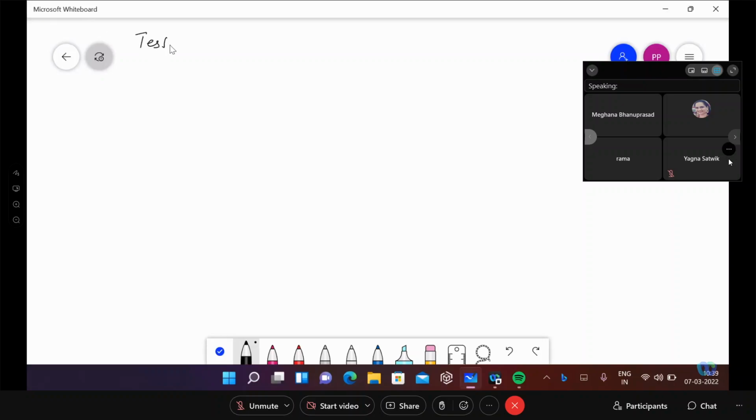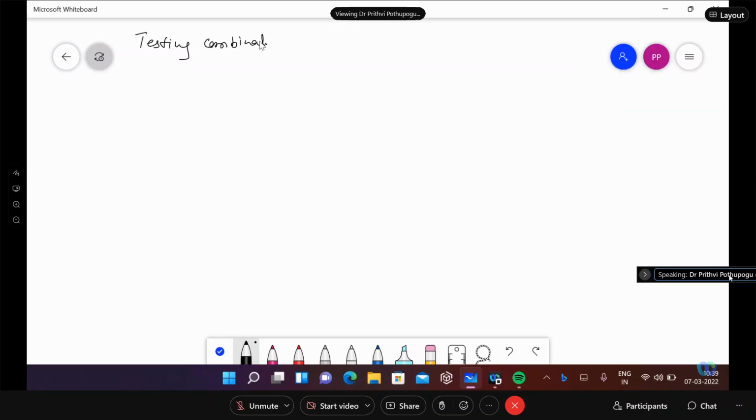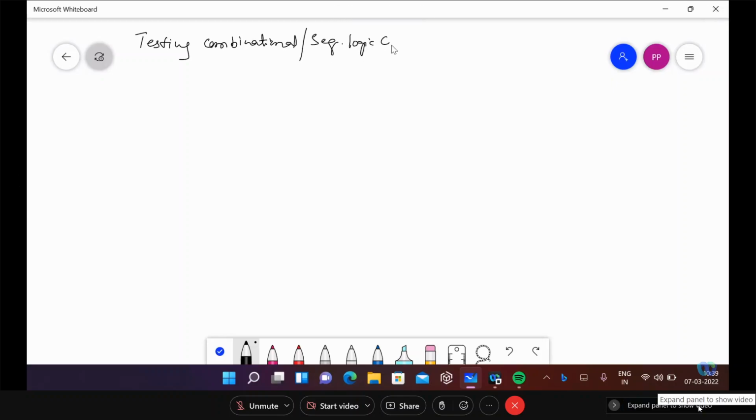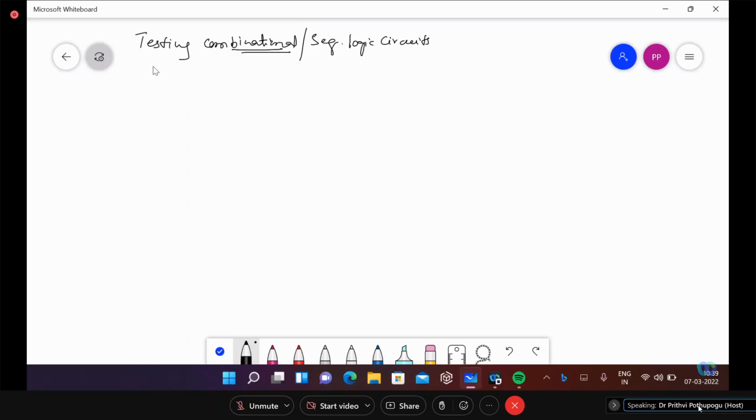So testing the combinational and sequential. Yeah, quickly, let us try to take the types of errors we can test for. Still, you should be remembering them. Stuck at 0, stuck at 1.